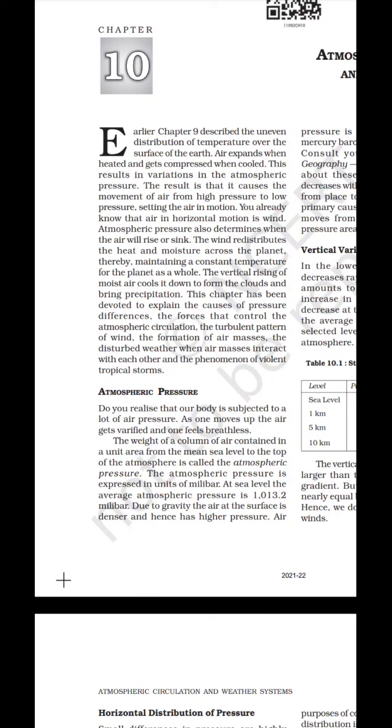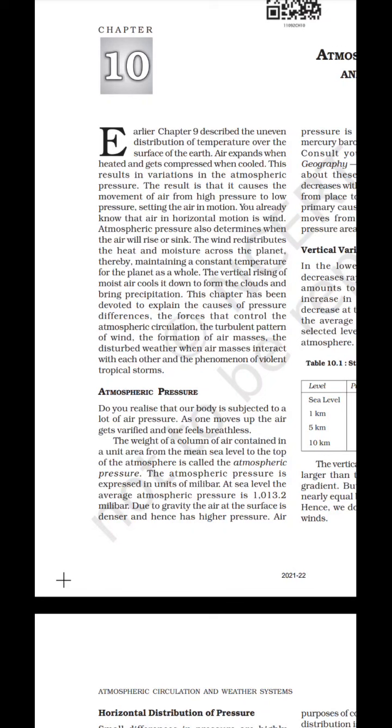The wind redistributes the heat and moisture across the planet, thereby maintaining a constant temperature for the planet as a whole. The vertical rising of moist air cools it down to form the clouds and bring precipitation.